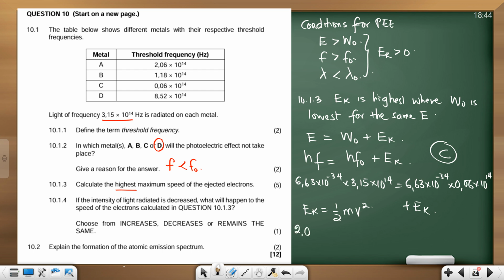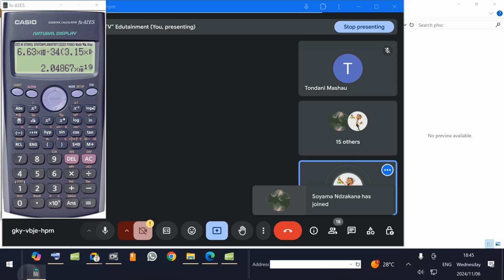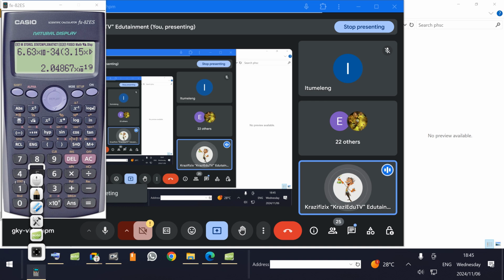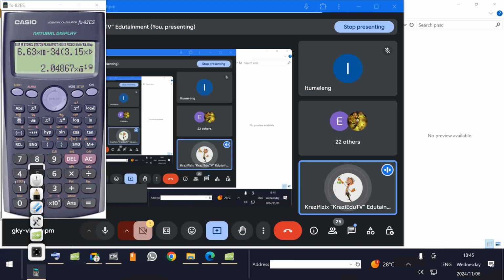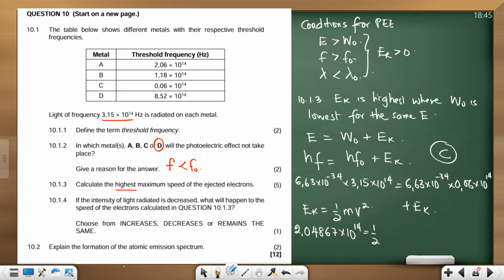2,0. Come on. Okay, here's my answer. 2,04867. 2,04867 times 10 to the power what? 14. Now what do you do? You look for the mass of it's negative 19. I knew something was wrong. Negative 19.